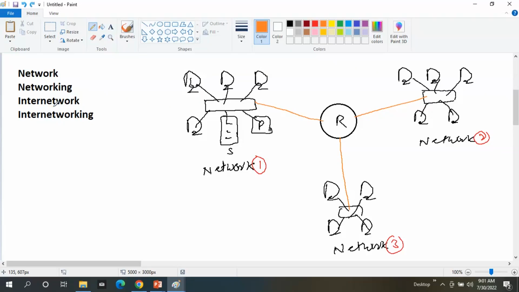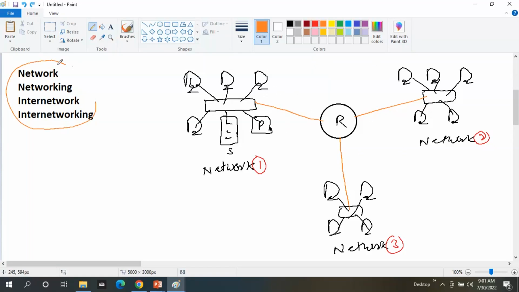Then tell me, what is internetworking? Sir, communication between 2 or more networks is called internetworking. So if you connect network 1, network 2, network 3, we call it an internetwork. On top of that, if you enable communication, we call it internetworking.